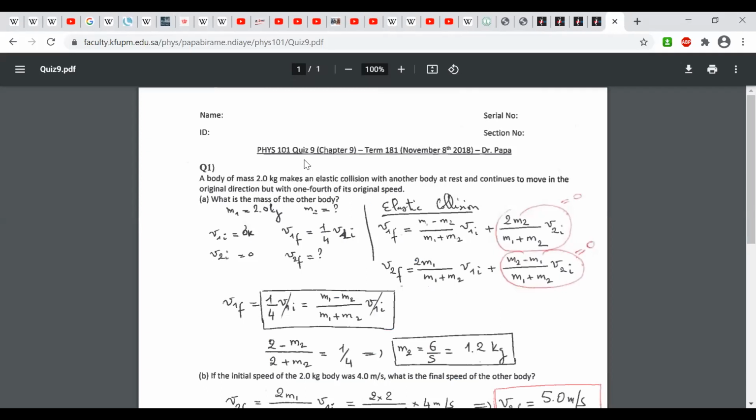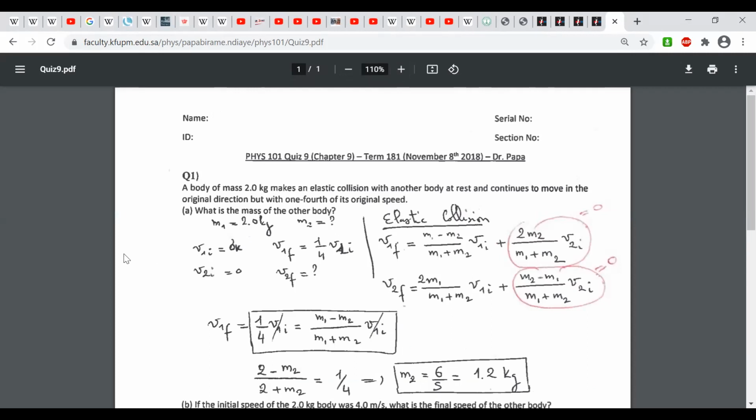Okay, so look at this. It's on my website. This is a typical problem. Let's read it. We have a body of mass 2 kilograms. It makes an elastic collision. So you know that I have these formulas. I have conservation of linear momentum, but also conservation of kinetic energy. And they will give you these two formulas.